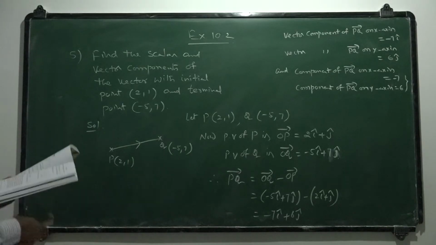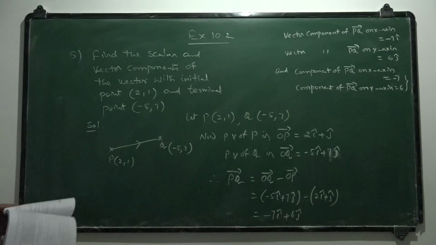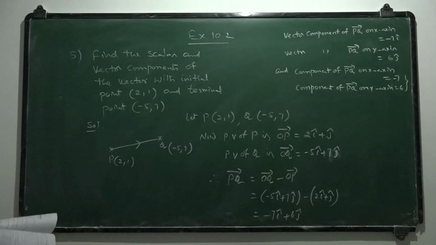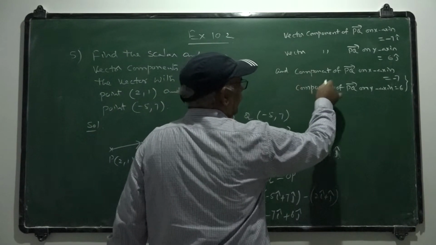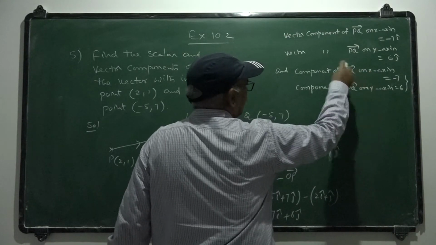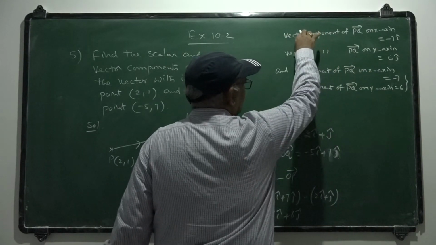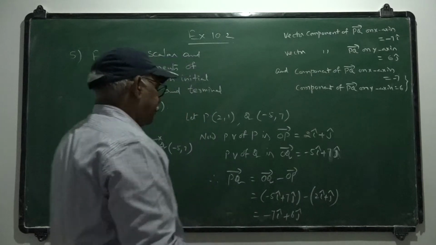These are the scalar and vector components of the vector on the axes, with initial point (2, 1) and terminal point (-5, 7). These two are components of the vector on the x and y axes, that means scalar components. These two are vector components.